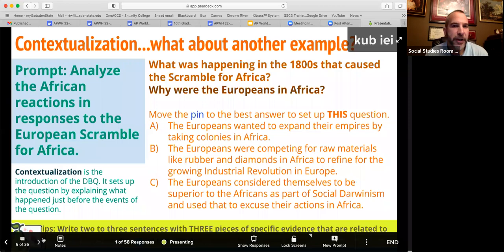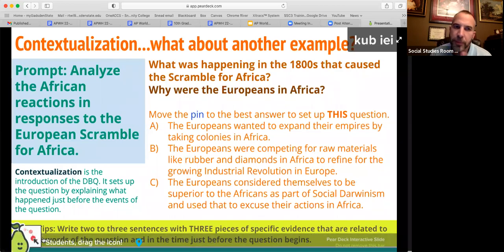So here's another example. Notice the prompt is different. Analyze the African reactions and responses to the European scramble for Africa. So here we go to the 19th century. What was happening in the 1800s that caused the scramble for Africa? In other words, why were the Europeans in Africa? That again is what you want to address when you first start writing your response, if this was your essay question. Okay, and so how do you get a good response going?